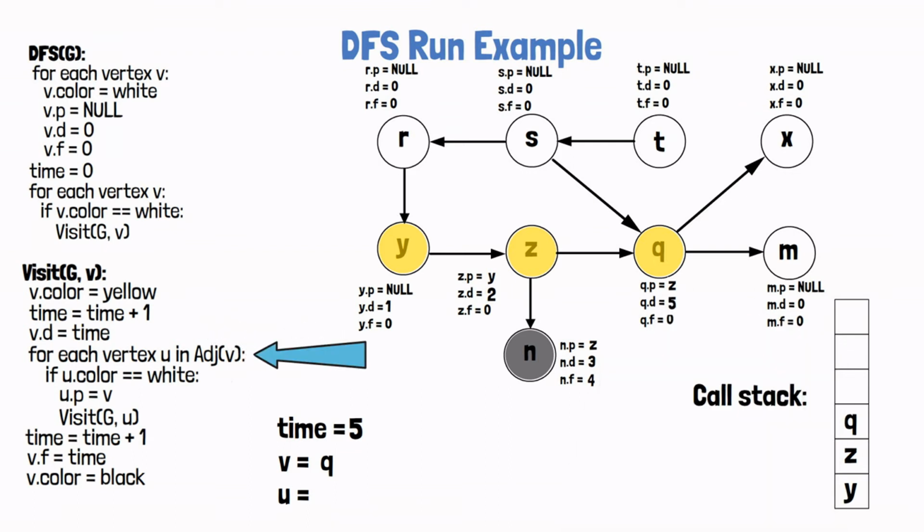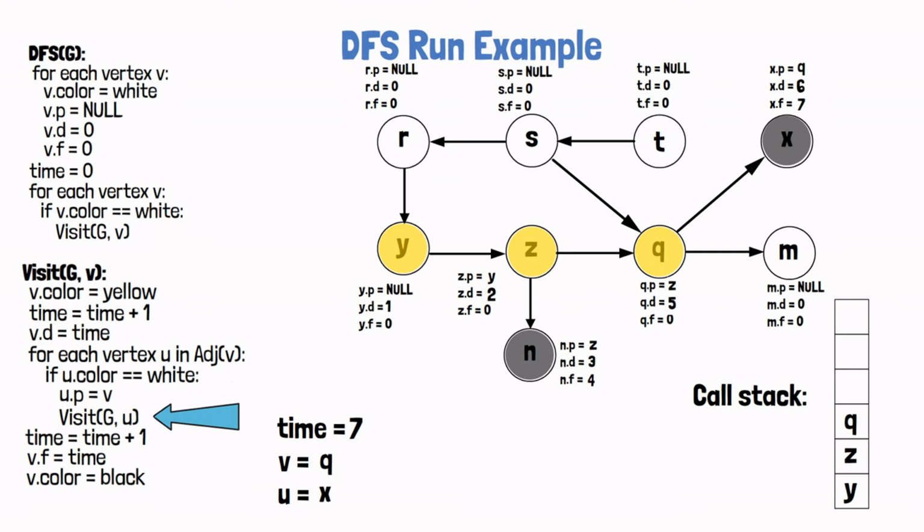We then go over q's neighbors, starting with x. X is still white, so we set its parent to q and visit it. We update the call stack and local state and start to visit x. We set x's color to yellow, increment the time to 6, and set 6 to be the discovery time of x. We then need to go over the neighbors of x, but it doesn't have any neighbors, so we skip the for loop. We increment the time again and set the finish time of x to be 7. We also color x black to mark it as finished. We clean the call stack context for x and restore the state from before calling visit on x.